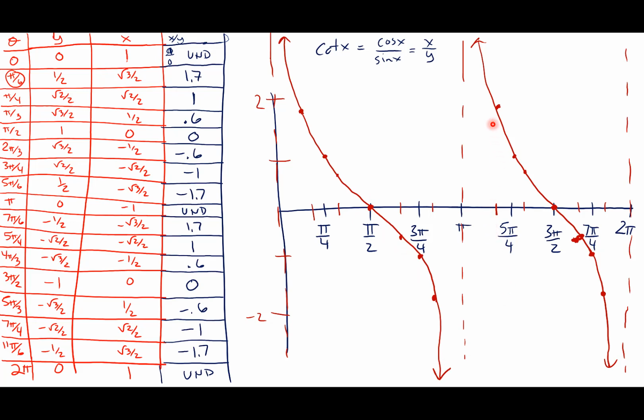And then notice it starts all over again. So the pattern is the same: 1.7, 1, 0.6, 0, negative 0.6, negative 1, negative 1.7. And so in this case, cotangent repeats itself twice.